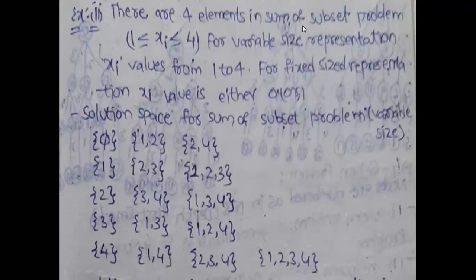In the sum of subset problem, the solution is represented by variable size.